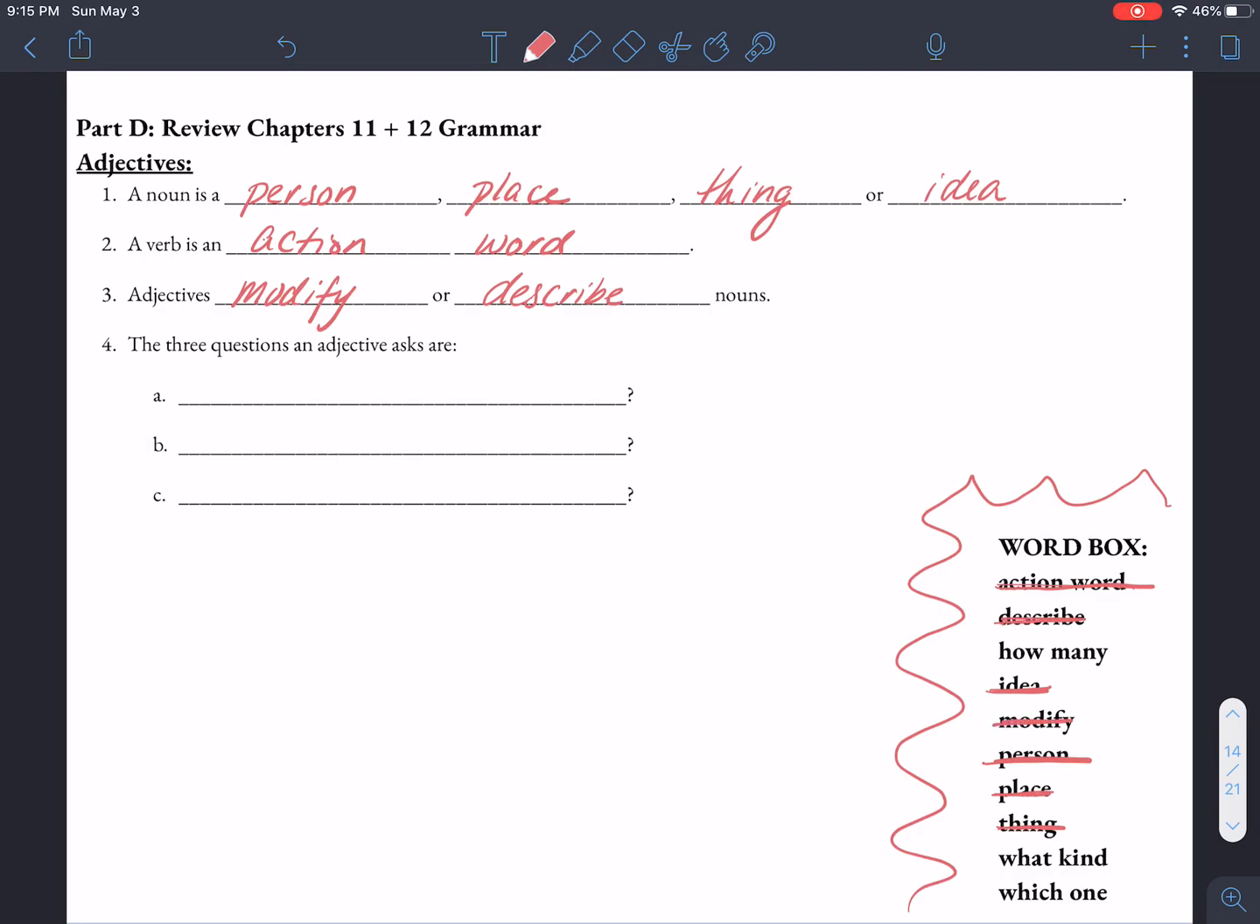All right, number 4. The 3 questions an adjective answers are, right? And look at that, process of elimination. There's 3 answers left, and those are probably the right ones because we've thought about all the other ones and we know them. Okay, so how many? Which one? Or what kind?